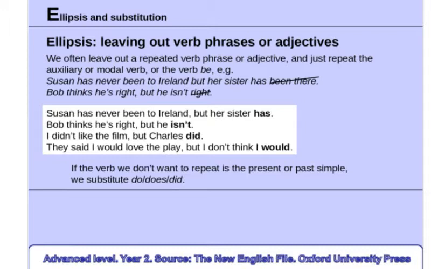I didn't like the film, but Charles did. They said I would love the play, but I don't think I would. If the verb we don't want to repeat is the present or past simple, we substitute do, does, did.